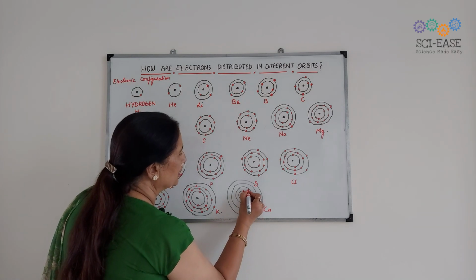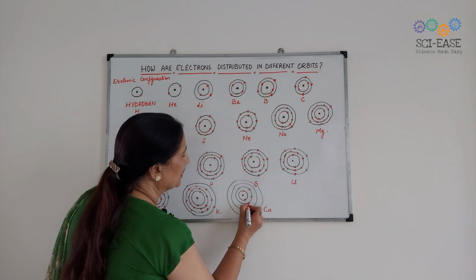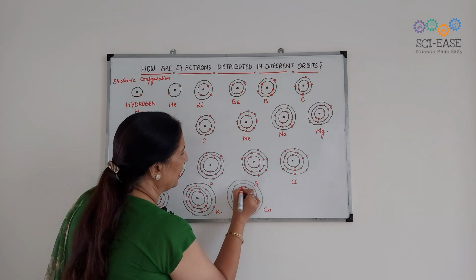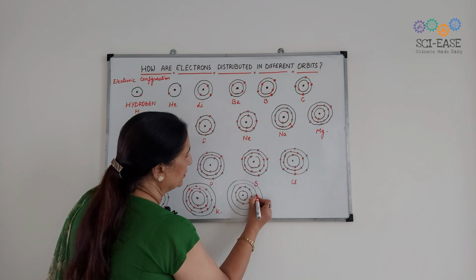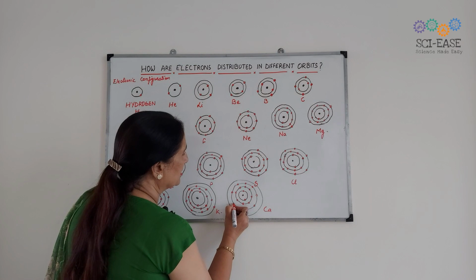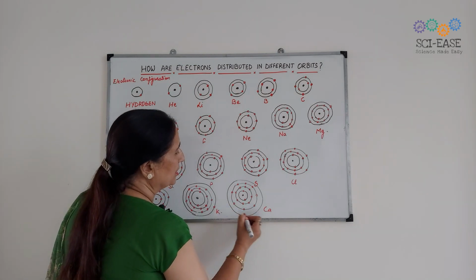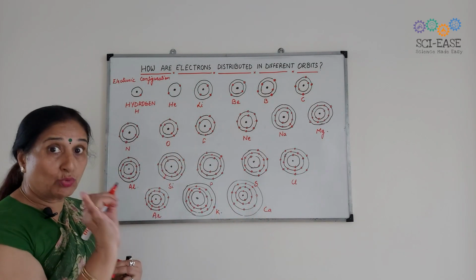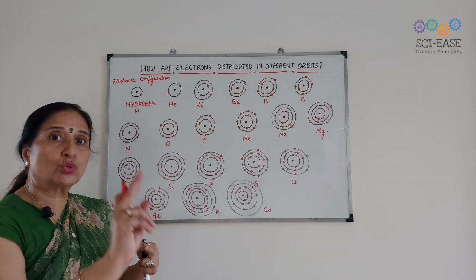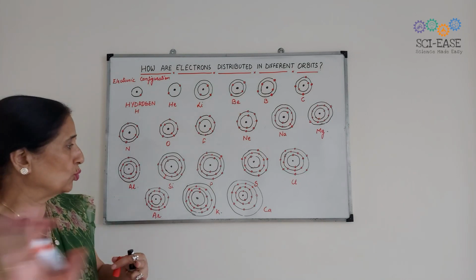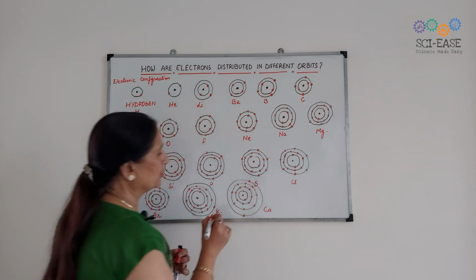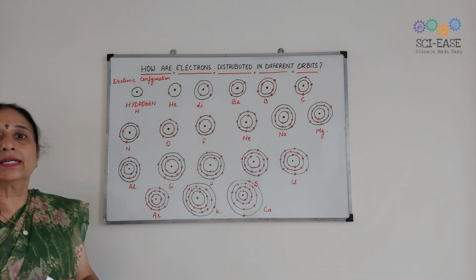First 2, second 8, 3, 4, 5, 6, 7, 8. 1, 2, 3, 4, 5, 6, 7, 8. So it has atomic number 20. Okay, 20. So its electronic configuration is 2, 8, 8, 2. So in this last shell, the 2 electrons will be accommodated.